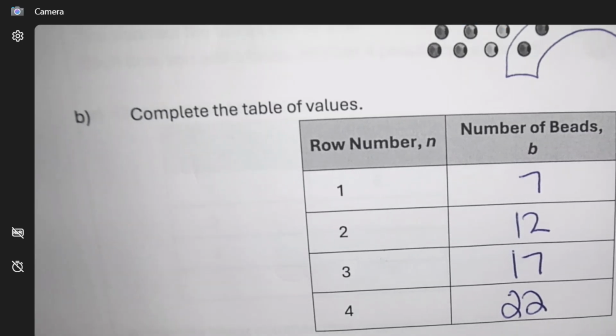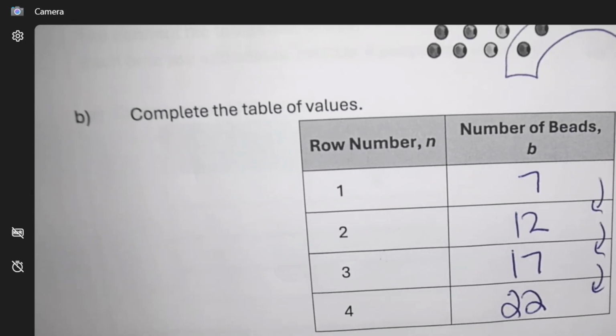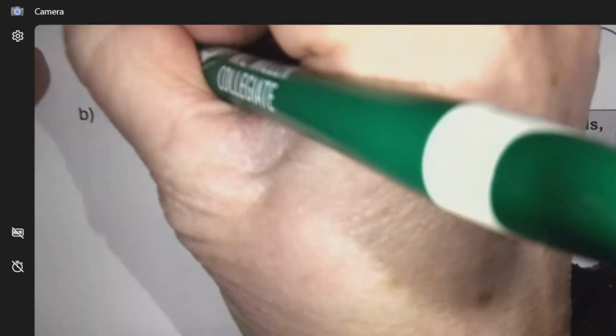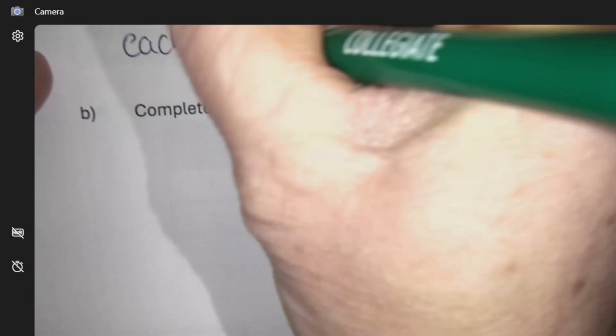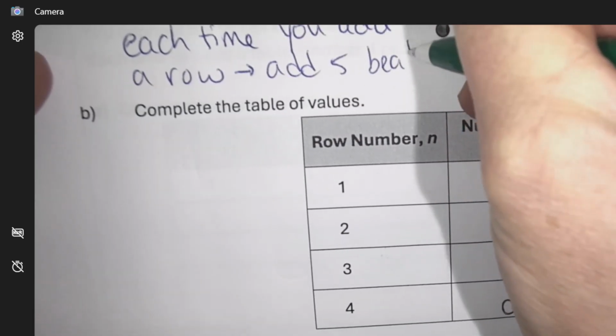Okay, so somebody said, hey, there's a pattern. Looks like what's happening every time? +5. So if I say describe the pattern, what would you say? Each time you add a row, add 5 beads.